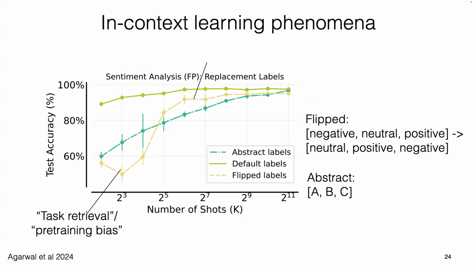There are different ways to interpret this, but one way is that with a very small number of examples, at least with these flipped labels, the accuracy doesn't look too promising. So maybe here it's retrieving the task of sentiment analysis, and then the labels are flipped, so it performs poorly. That was one interpretation they gave in the paper. And over here you can see that with many more examples, perhaps the model is actually learning the correct mapping of the labels, and it's able to perform a bit better.